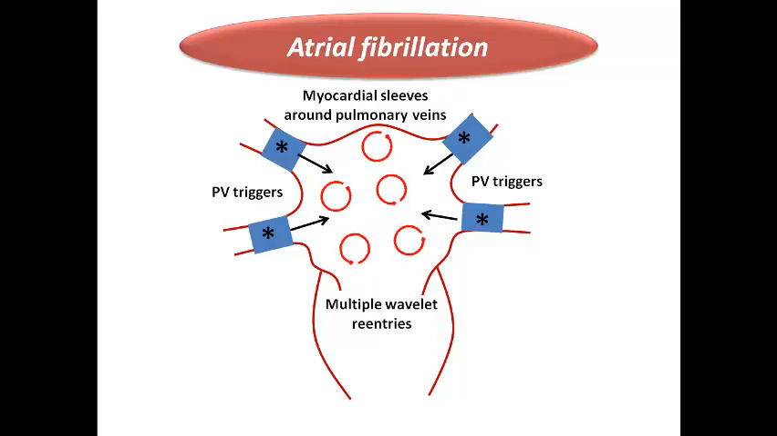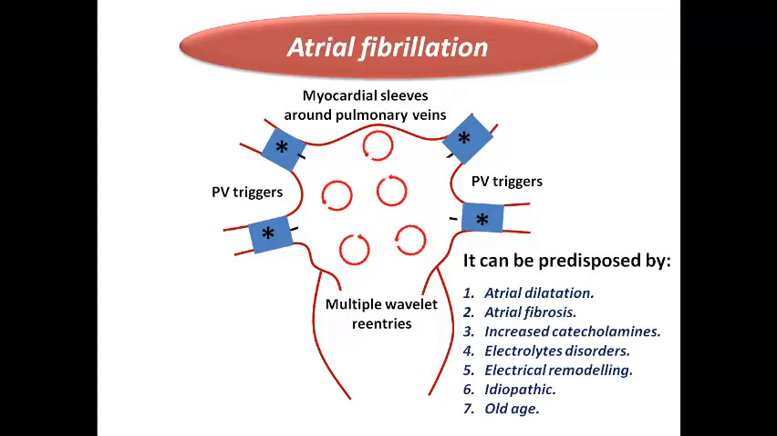So this theory is called the multiple wavelet re-entries theory, which is very famous, and depending on it, the basis of the AF ablation procedure is isolating the pulmonary veins electrically from the left atrium. What can predispose this mechanism, which is the pulmonary veins triggering atrial fibrillation? Because of course if we have myocardial sleeves anatomically, why don't we all have atrial fibrillation?